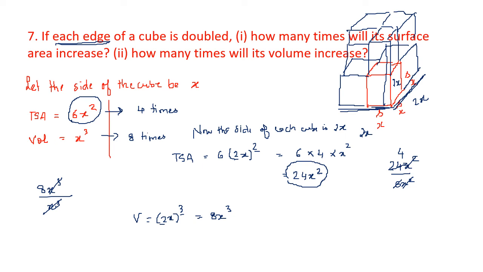So when you double the edges, what will you see? That the surface area increases 4 times and the volume increases 8 times. And how do you get this? Since we doubled it, which means made it 2 times, the area is given in x square, so 2 square will be 4. The volume is given in cube, so 2 cube will be 8. So this way also you can remember how the things are changing.